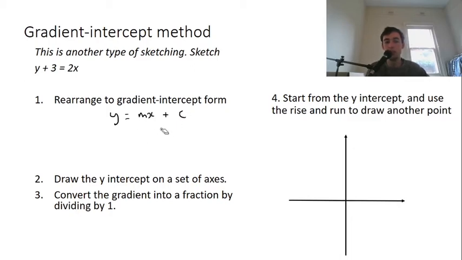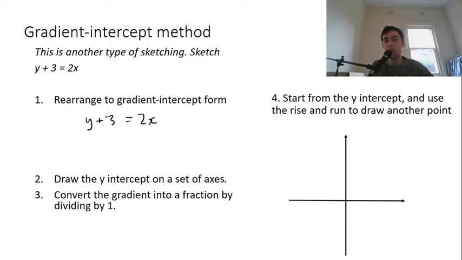So we need to use a bit of algebra to do that. And what that means is the y needs to be on the left-hand side, but nothing else is on the left-hand side. Everything else is on the right-hand side. That's the main thing we have to do. And then once we do that, we'll find that it starts to make a lot more sense. So let's do that. So y plus 3 equals 2x.